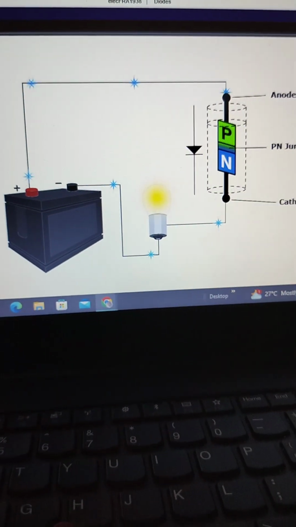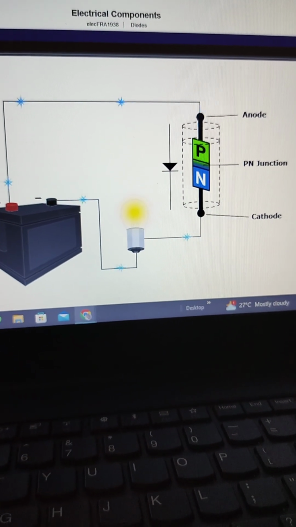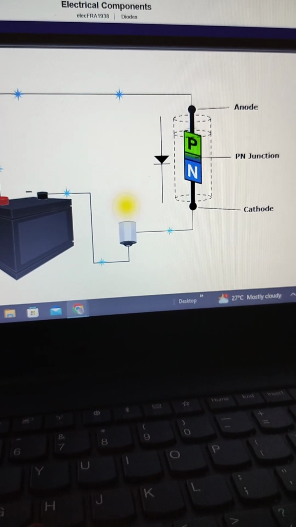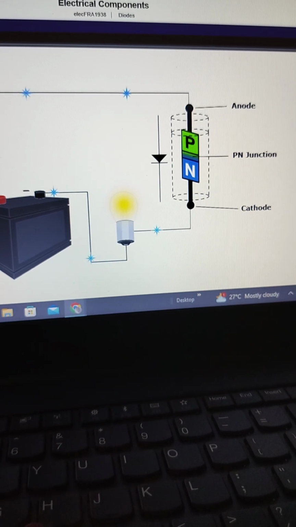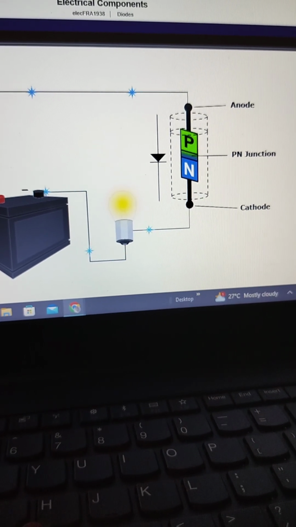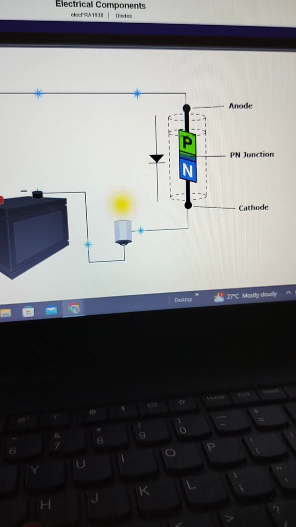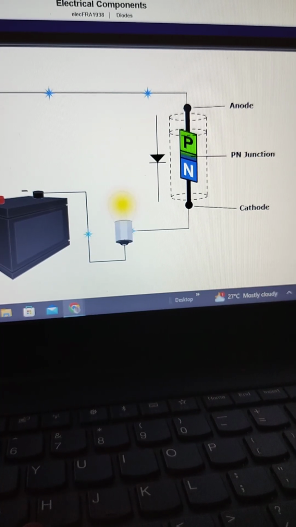Diodes are formed from one P-type material and one N-type material. The negative side is called the cathode, while the positive side is the anode. The point at which the positive and negative sides meet is called the p-n junction.